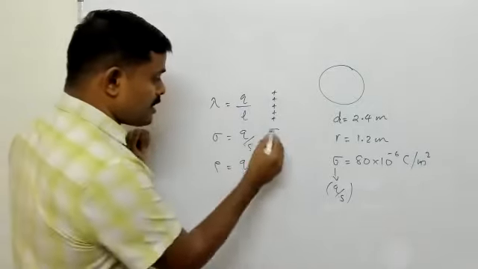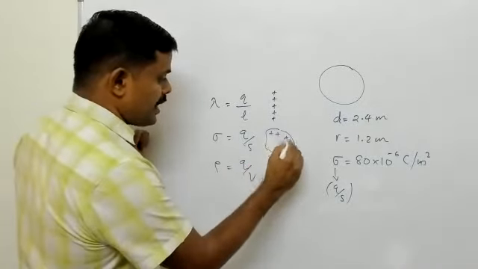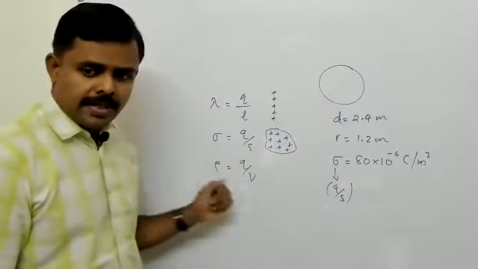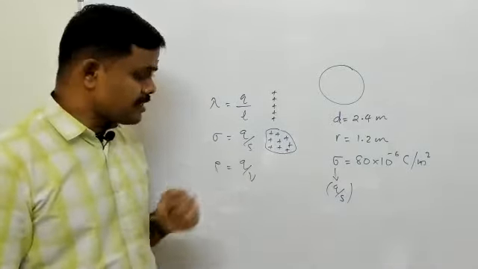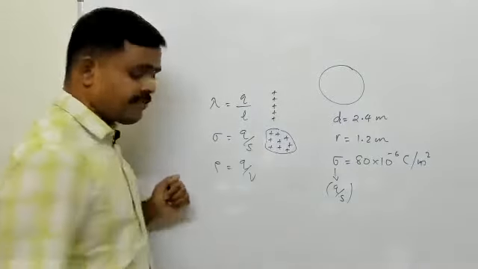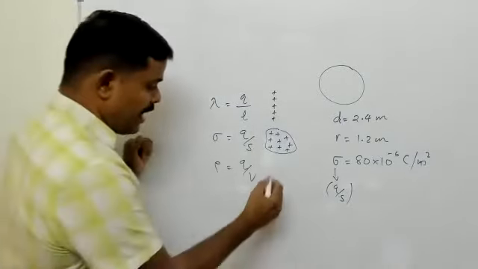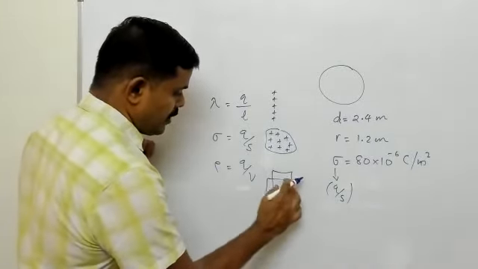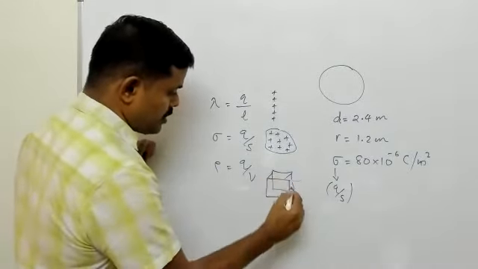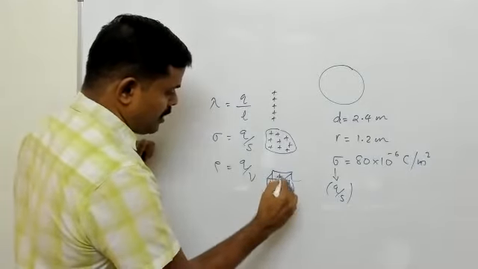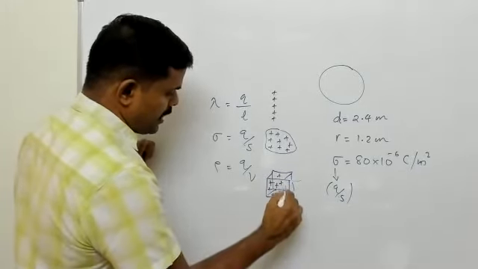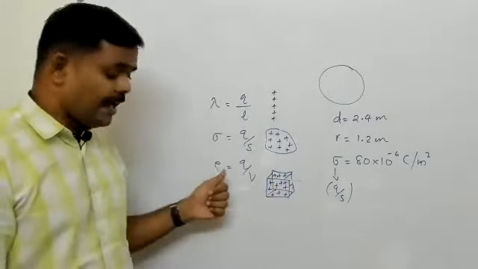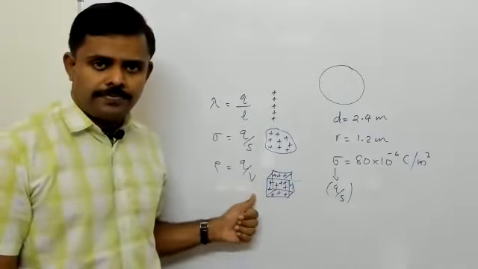Similarly, if the charges are on a surface, like a paper of your notebook, it is total charge by total surface area. That is called sigma, surface charge density. If we have a three-dimensional body, like this pen, charges can be even inside the volume. So you have volume charge distribution, with charge per unit volume.